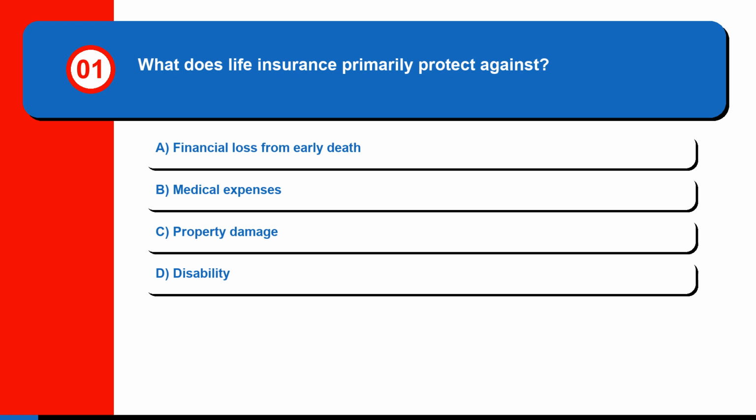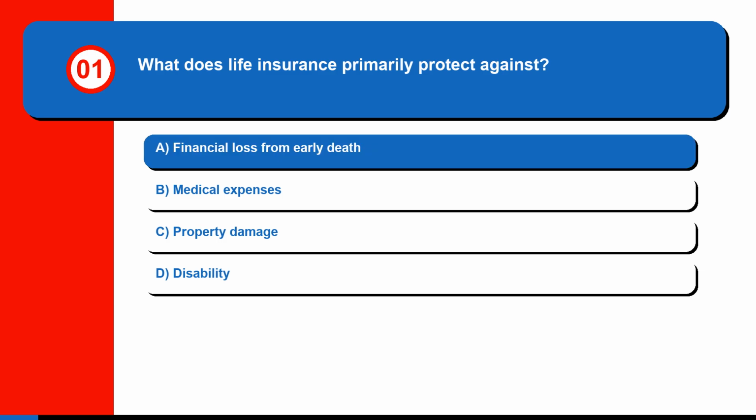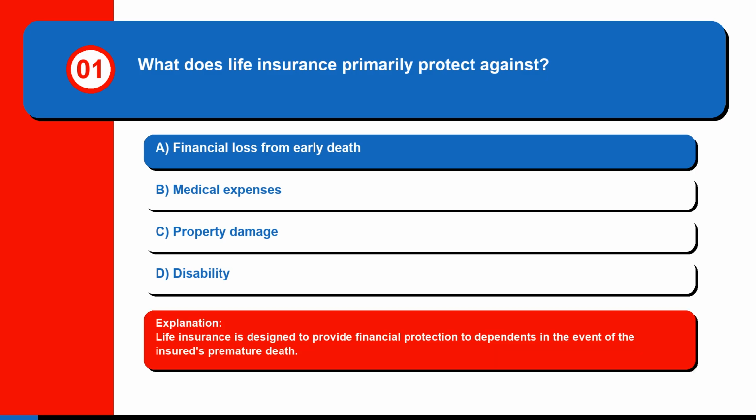Question 1. What does life insurance primarily protect against? A. Financial loss from early death. B. Medical expenses. C. Property damage. Or D. Disability. The correct answer is A. Financial loss from early death. Life insurance is designed to provide financial protection to dependents in the event of the insured's premature death.